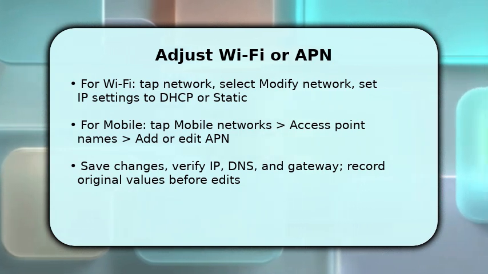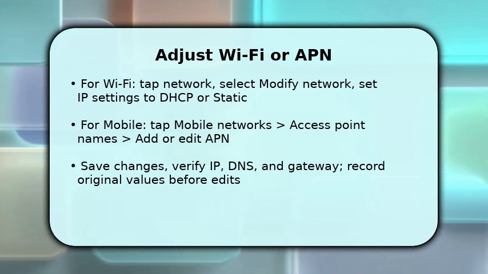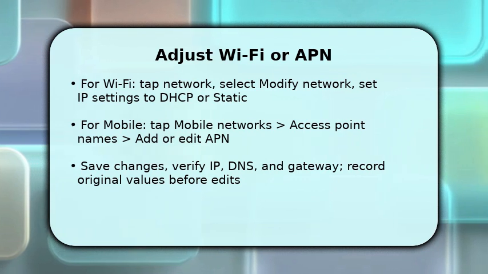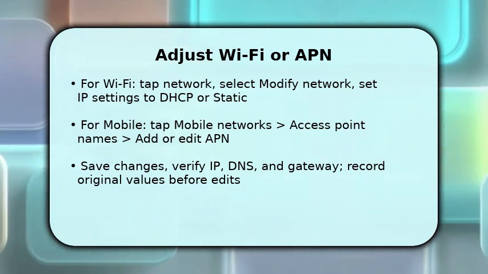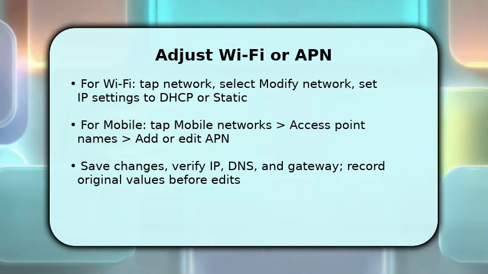If changing mobile settings, go to Mobile Networks, open access point names, then add or edit the APN fields exactly as your carrier specifies. Make sure to save each profile. Once done, check the assigned IP and DNS to confirm the device received the correct settings.